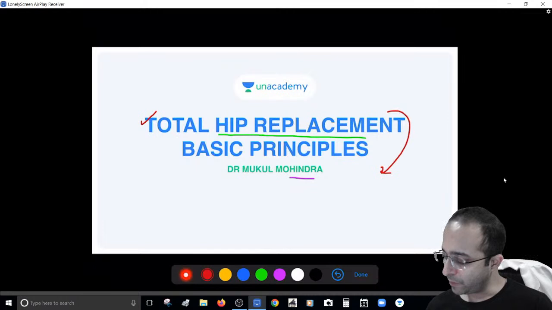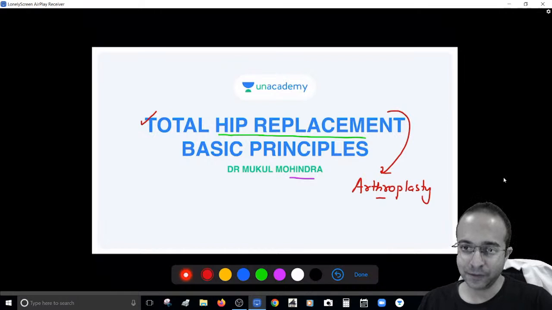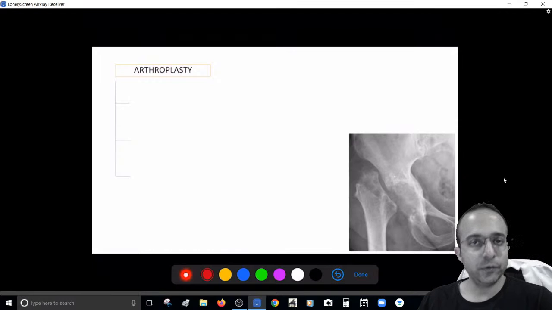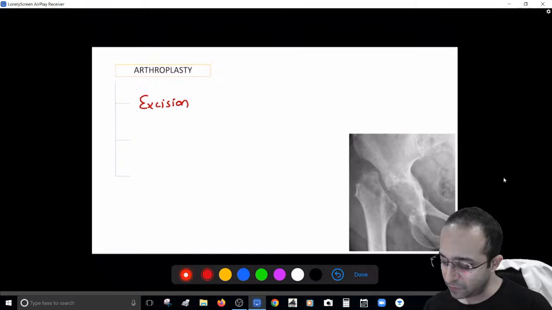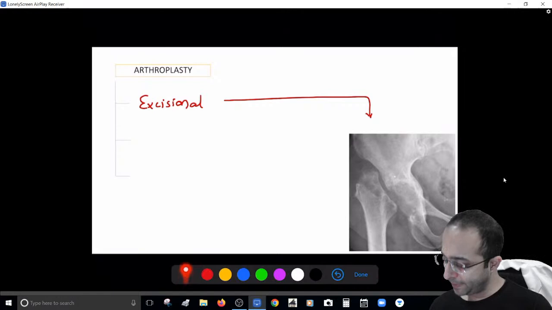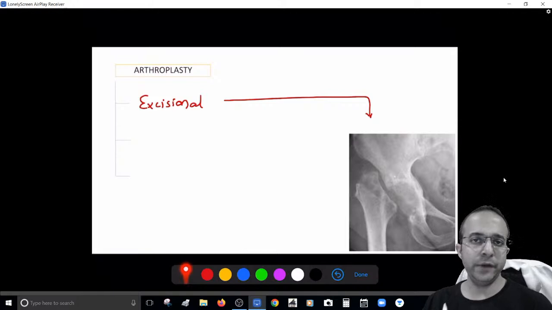You are very much familiar that this word replacement, technically in orthopedics, is called by this term arthroplasty. Arthroplasty means replacing a joint, or you can say resurfacing the articular surfaces. Now, arthroplasty is actually divided into three categories. The earliest era was the era of excisional arthroplasty. Like see here, the hip joint totally has been excised, because the idea was to alleviate pain.